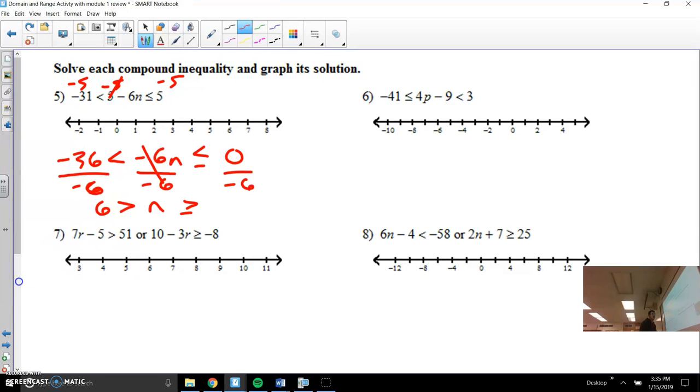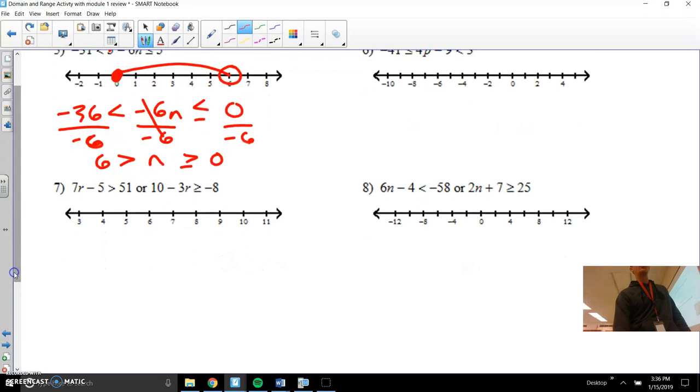And 0 divided by negative 6 is 0. Now later we'll talk about how you can't divide by 0, but you can take 0 and divide by another number. That's no problem. So basically n is trapped between 6 and 0. 0 is "or equal," so I'm going to fill that point in. And 6 is not, so I'm going to open that up. And basically any value in between them is the solution.